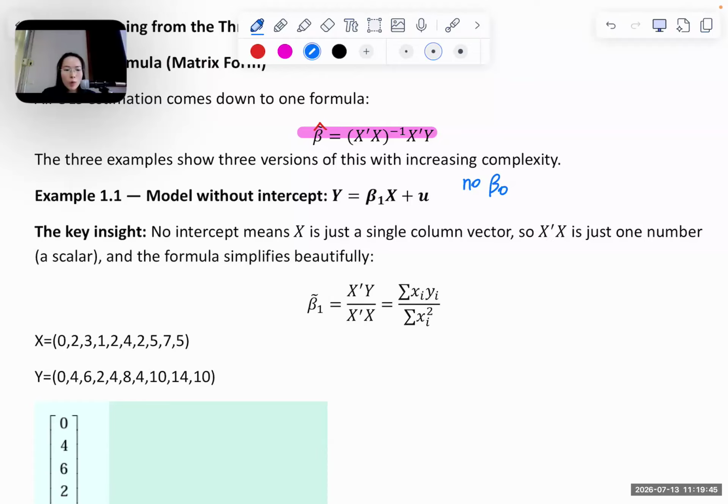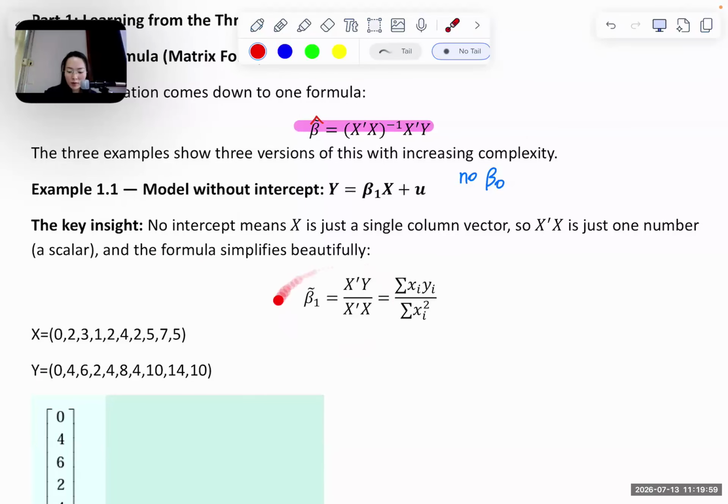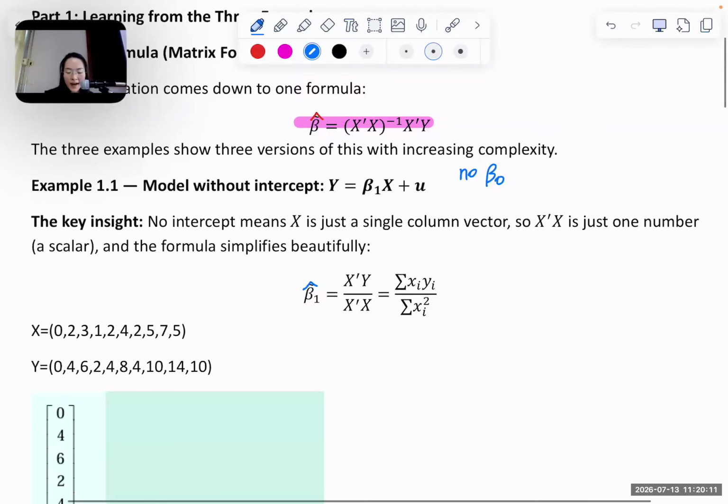With no intercept, x is just a single column of numbers, not a matrix, just a vector. That means X transpose X isn't a matrix anymore. And we can also write the formula this way. This is in matrix, this is for summation. As usual, beta 1 hat equals X transpose X in the denominator, and the numerator is X transpose Y.